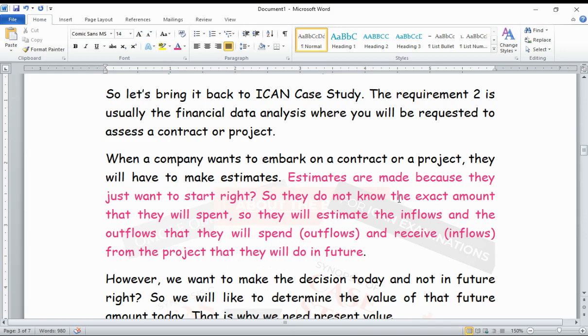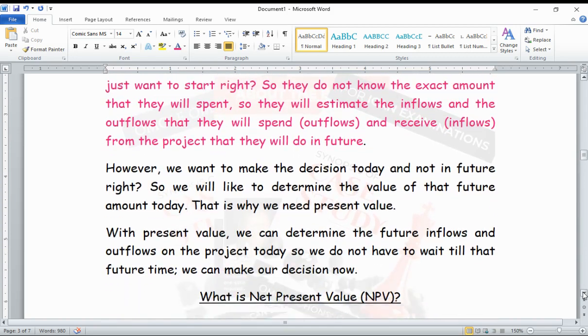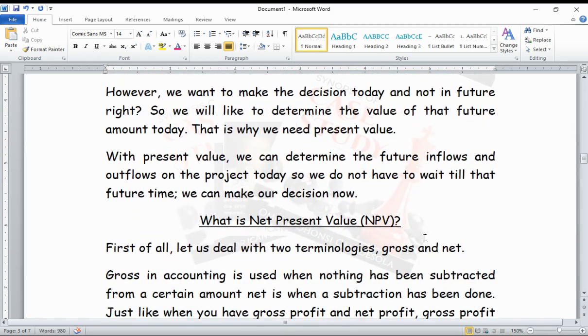So basically, we have to get the value today. That's the simple thing we're trying to say. We have to make decisions today and not in future, so we would like to determine the value today. That's why we need present value. So the reason why we are doing net present value in the first place is simply because we want to make a future decision today.